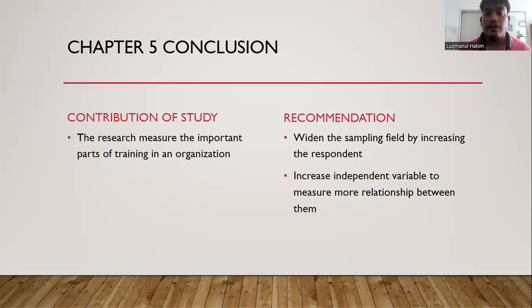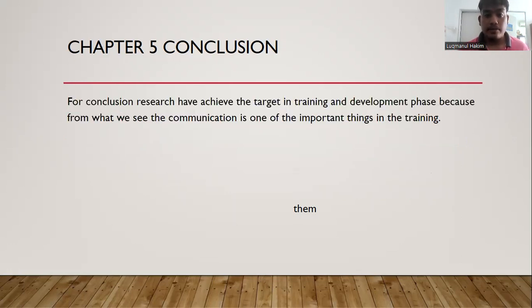For recommendations, I recommend that future research widen the sampling field by increasing the respondents, for example going to two or three companies to make sure the data will be correct. The second one is to increase the independent variables to measure more relationships between them. Increasing the IV will show more relationships and increase the understanding of what is suitable for employee performance. The last one is that the research has achieved the target in the training and development phase.